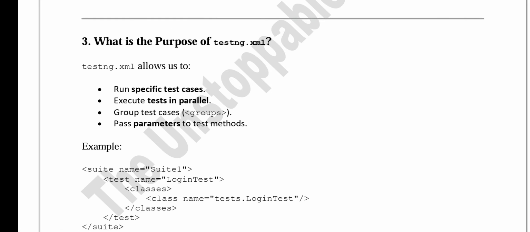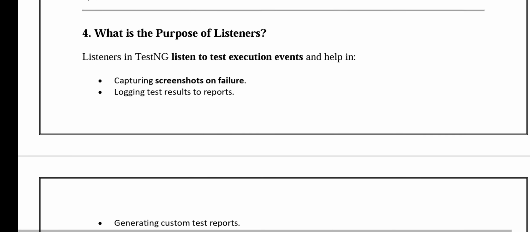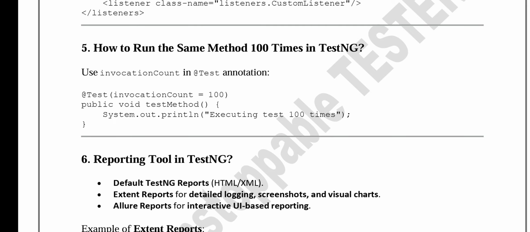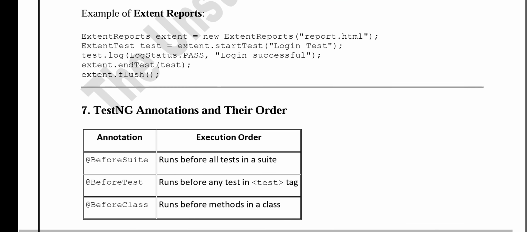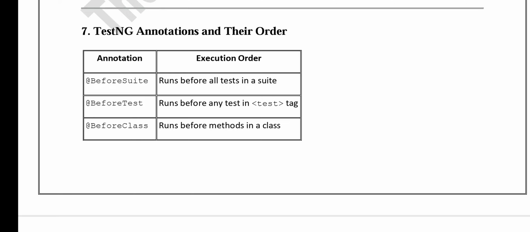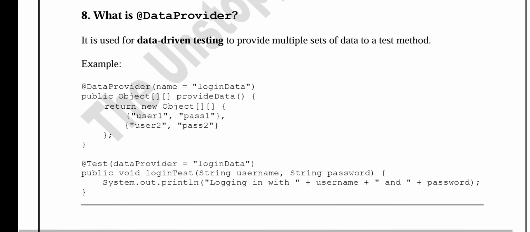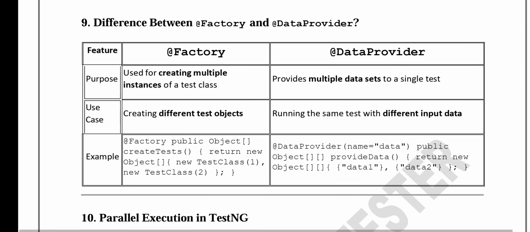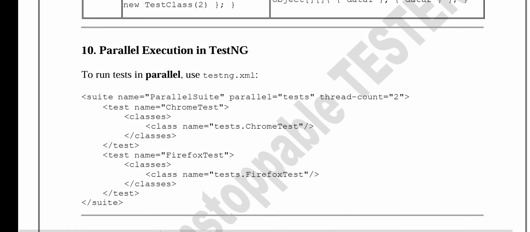Okay, so and then what is the purpose of testng.xml file? What is the purpose of listeners? How to run the same method 100 times in testng? And the next question is about the reporting tool. Seventh question is about the annotations in testng and their order. What is a data provider? What's the difference between factory and data provider annotation?